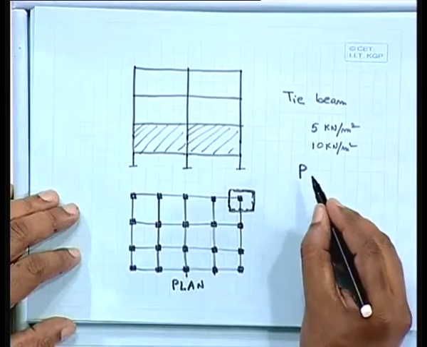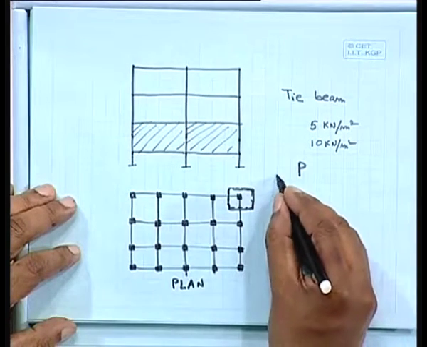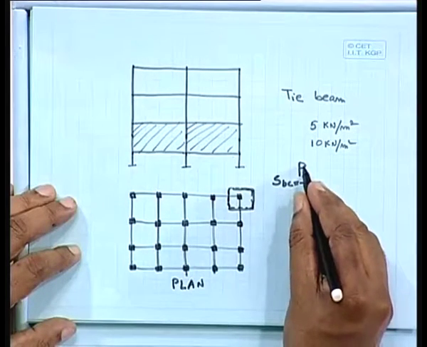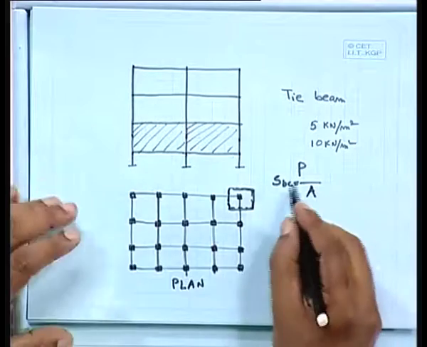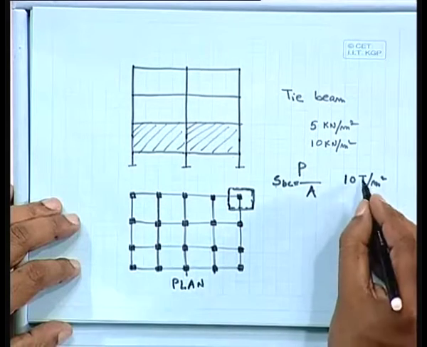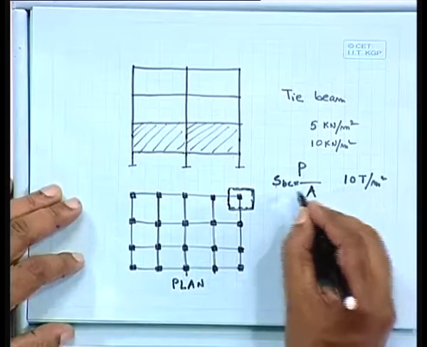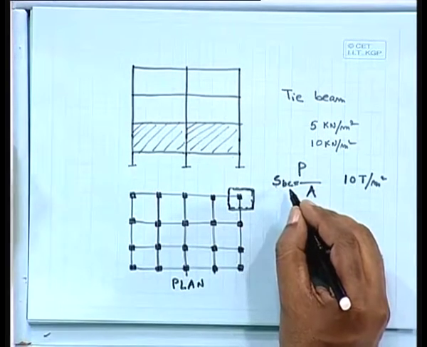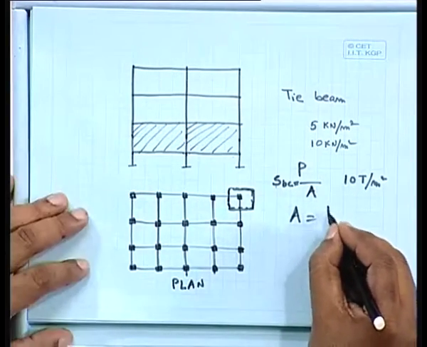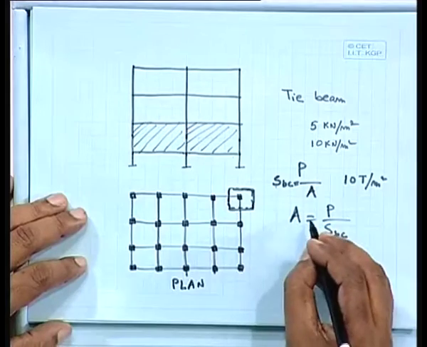If P is the load and bearing capacity, say SBC, soil bearing capacity, if I consider, then I can find out P by A, where A is the footing area. So if I know, maybe say 10 ton per square meter is your bearing capacity of soil, then I can find out the area of the footing, that will be equal to P by the bearing capacity of soil.